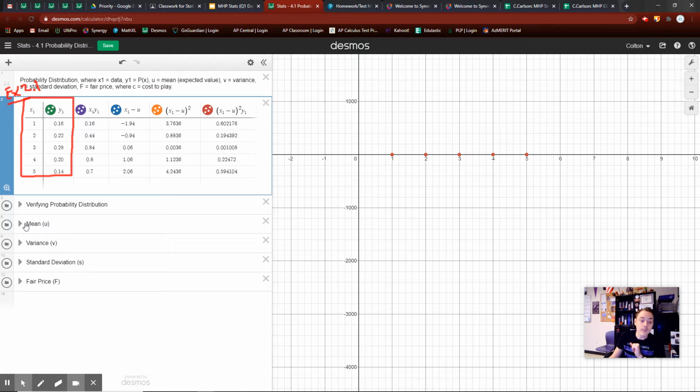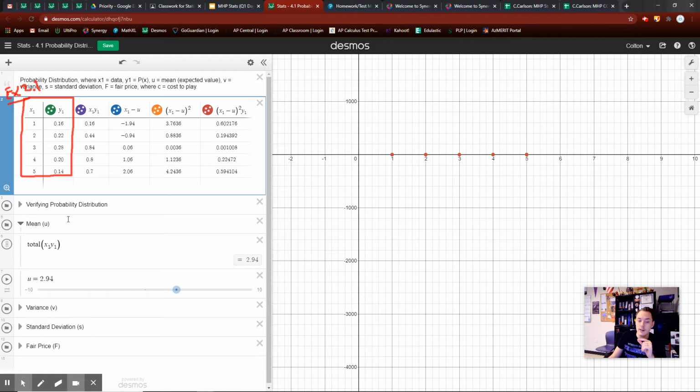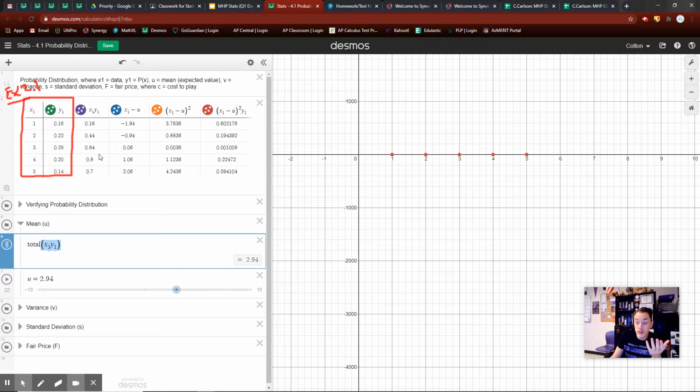Okay, what's the mean? We already found the mean. We found the mean to be 2.94, right? And this is awesome because it calculates it for you. So that's what it is. And what it did was it totaled the sum. It actually totaled all of this together, okay? It totaled all of that together. And that's what I wanted to do, right?